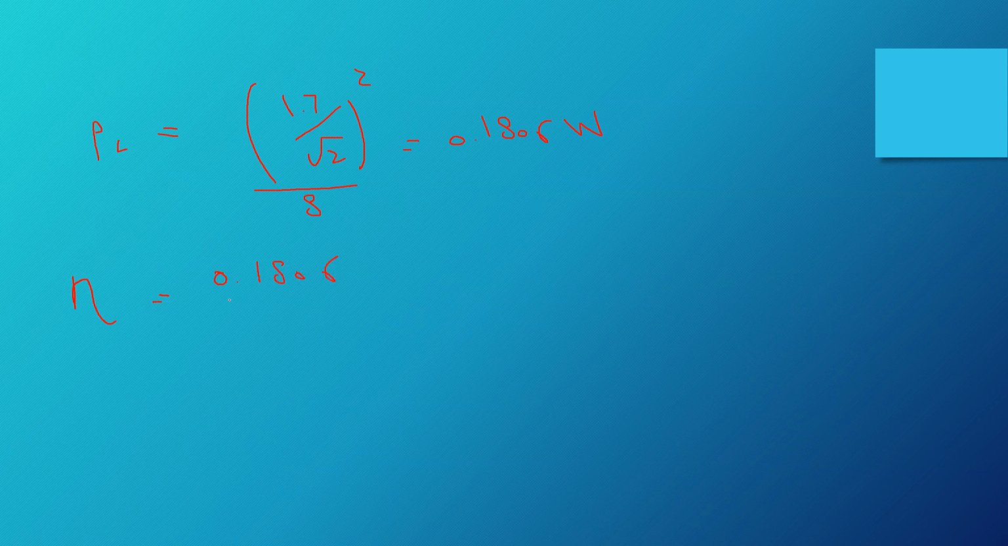Now to find eta, the power efficiency, will equal 0.1806, which is the power at the load, over 0.338 times 100%, which will equal, in our example, about 53.4%. As we can see here, this value is much better than the class A maximum power efficiency value, which was 25%, but at the same time, worse than the class B power amplifier, which was 78%.